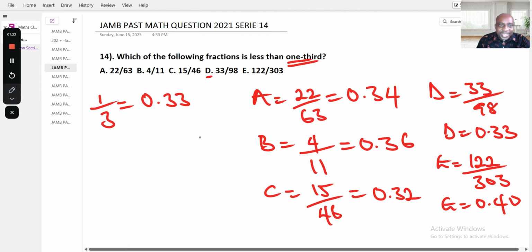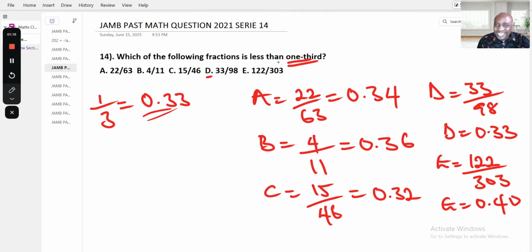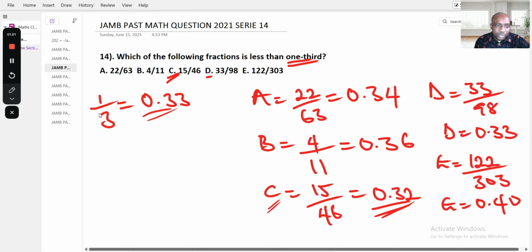Now, which one is less than this one? The question says, which of the following fractions is less than 1/3? The 1/3 is 0.33. The number that is less is this one, which is option C. Our final answer is C, 15 over 46. 15 divided by 46 is our final answer. Let's move to the next question.